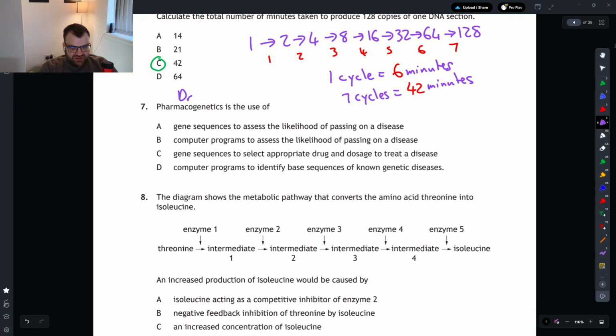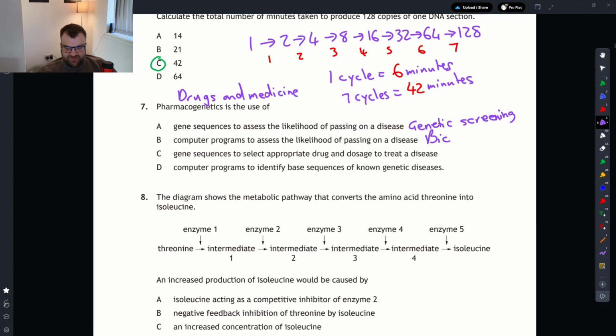Pharmacogenetics is to do with drugs and medicines. Personalized medicines. So I'm looking for something that says that. Okay, well, A, they're looking at how likely diseases are to be passed on. That is genetic screening. Next one is to do with using computers. That is bioinformatics. You might have had IT class in S1, S2, where you're using the computers to do various different things, but informatics, IT, computer, that's what helps me remember that one.